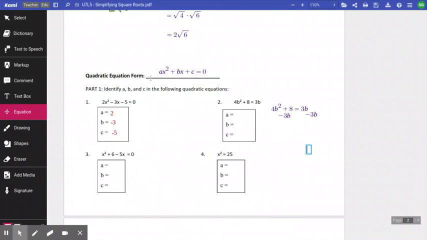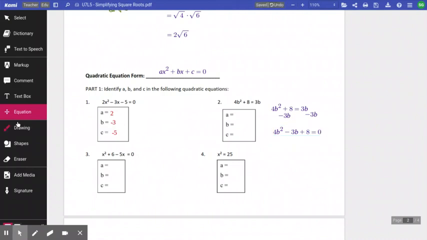I want to keep them in this order. That's the most helpful order. So I'm going to have b squared first, and then the b, and then the 8. So my final quadratic form would be 4b squared minus 3b plus 8, and then it equals 0.